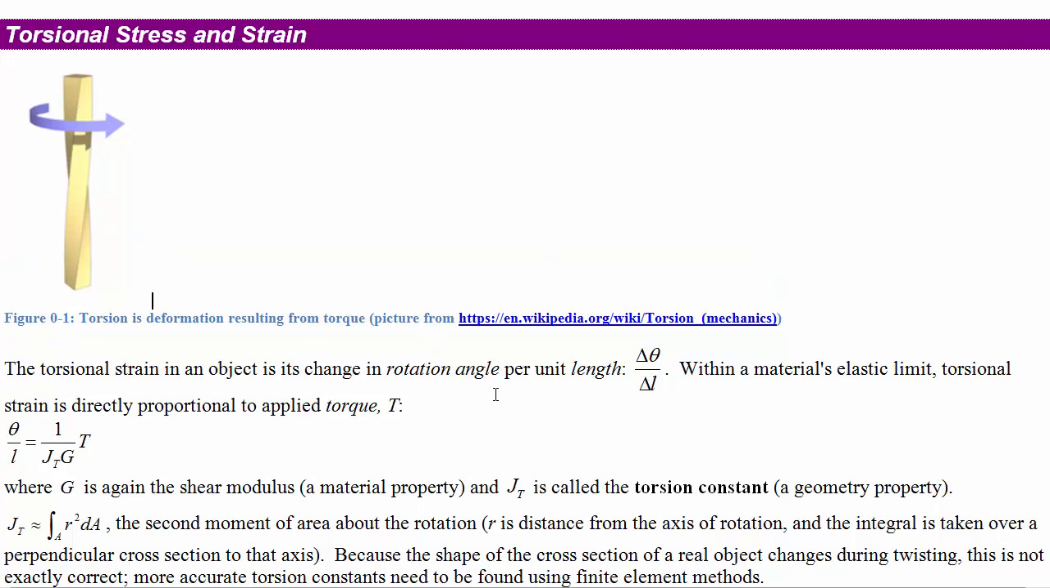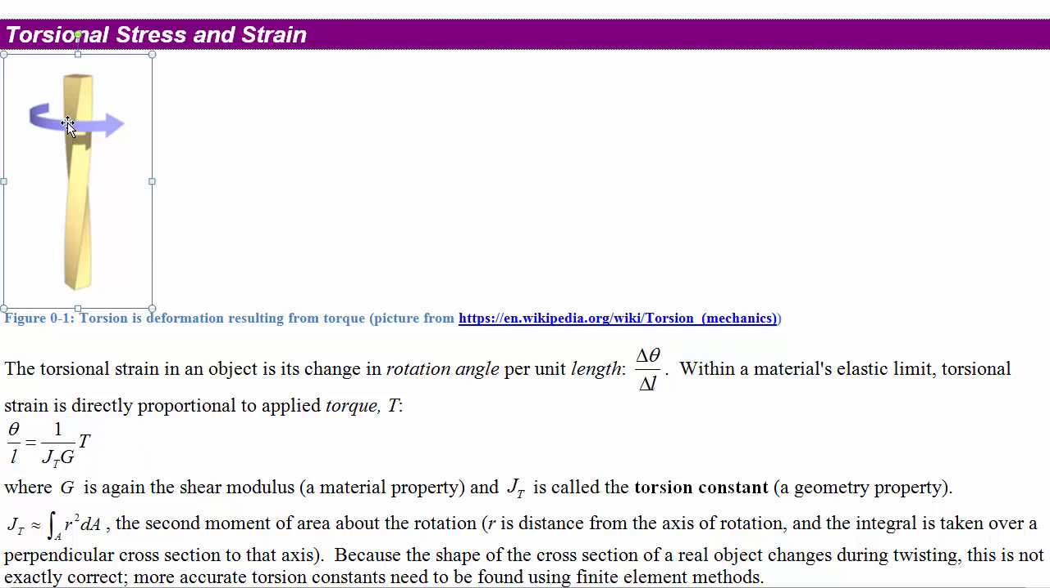So we are going to define the torsional strain as the change in rotation angle per unit length. Here the rotation angle is around, say, the z-axis, and the length is the length in the z-axis. It's directly proportional to applied torque as long as we're within the elastic limit. So now torque is capital T. That's because we're using tau for shear stress, so we've got to have a new symbol for torque. And G is the shear modulus, as usual.